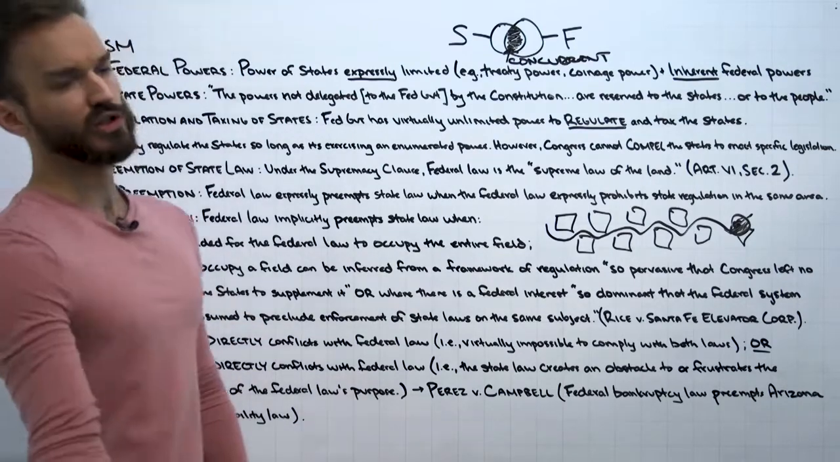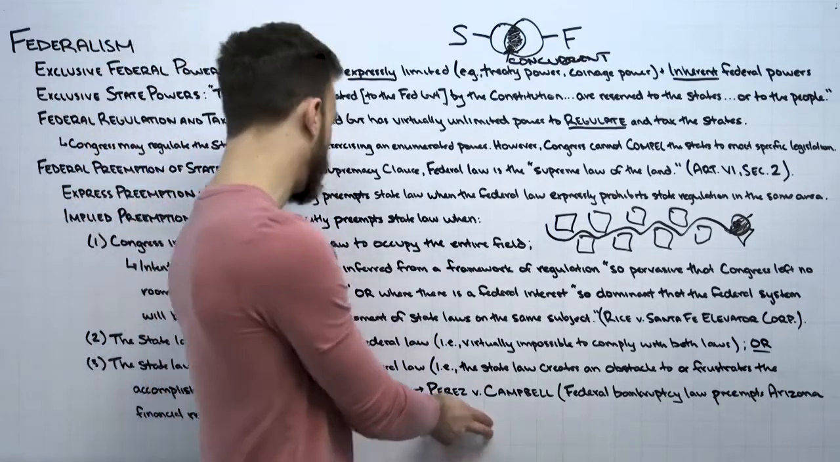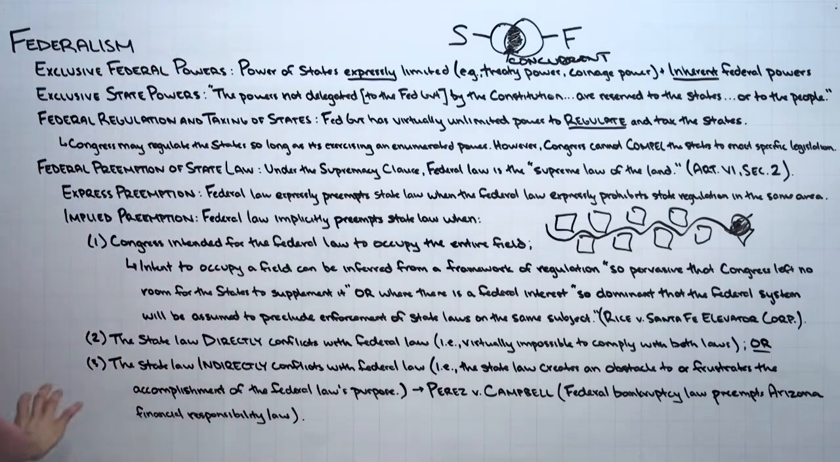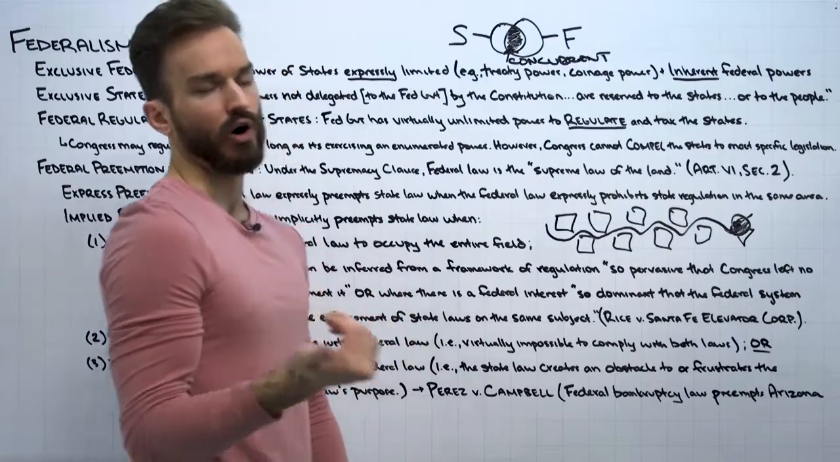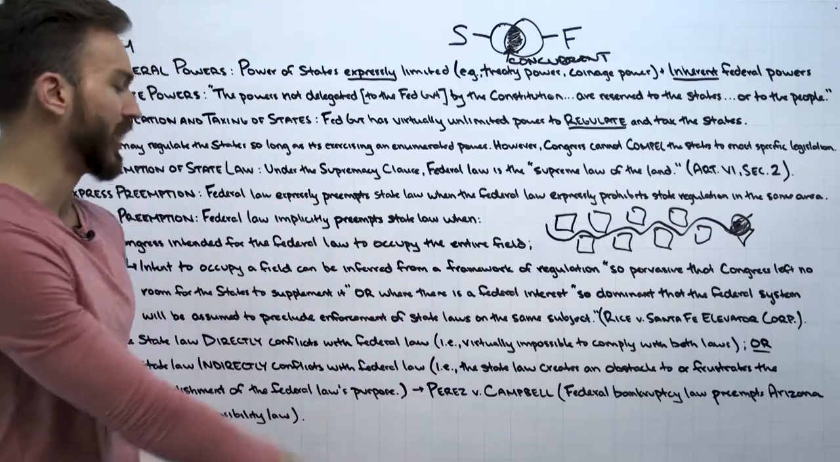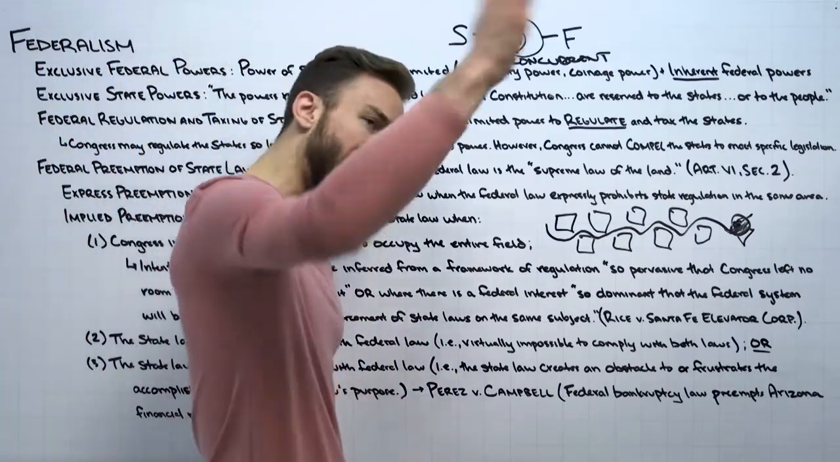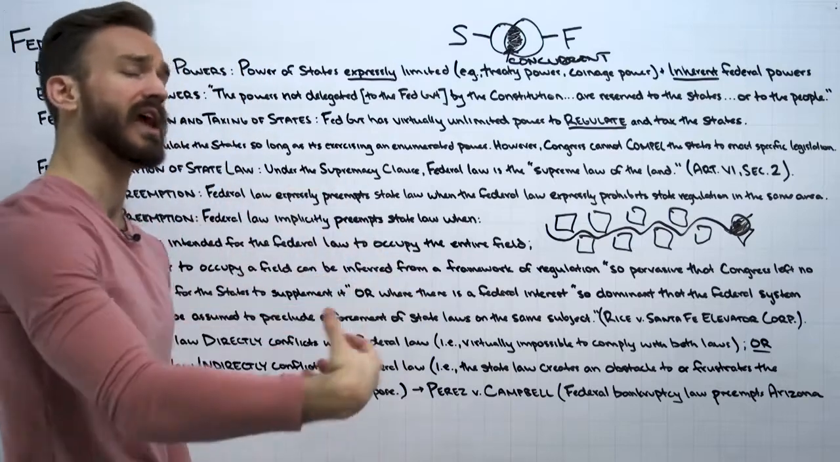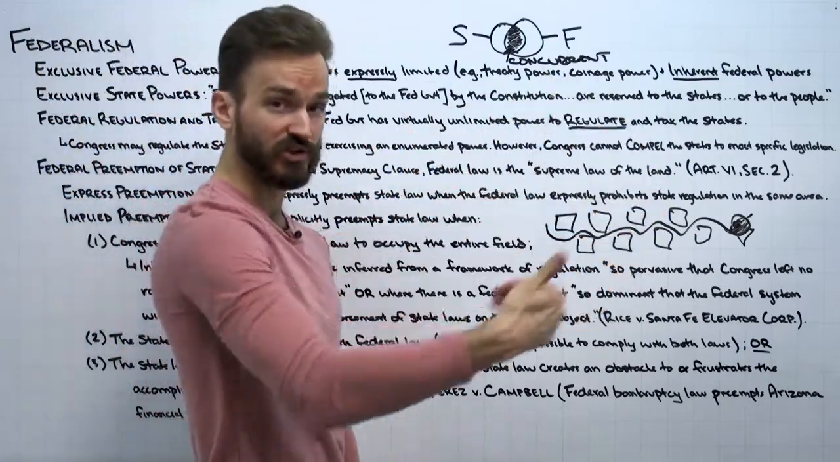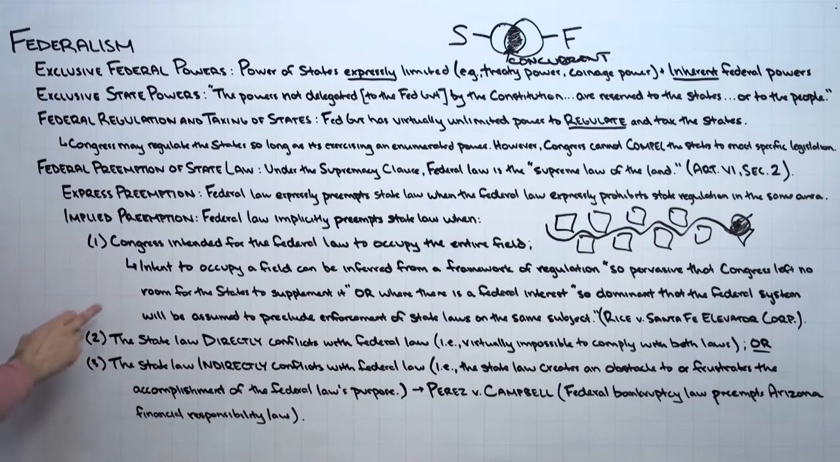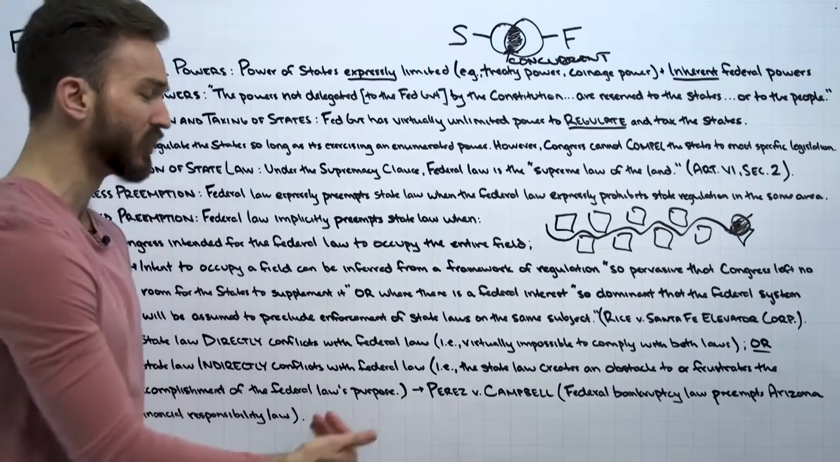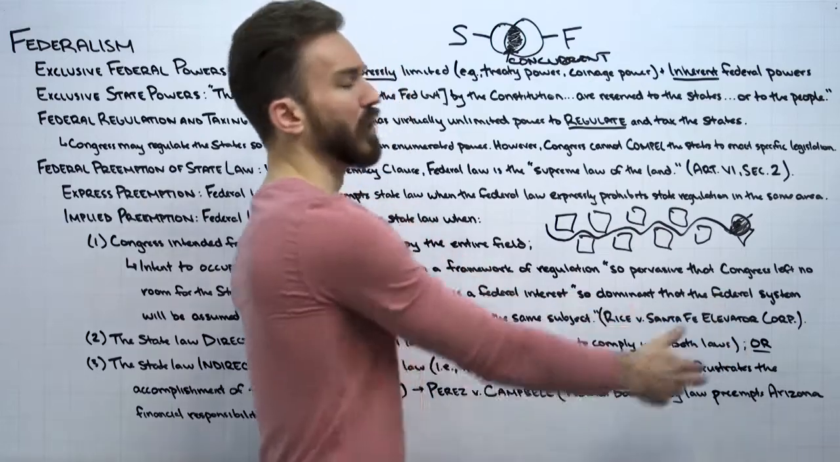Now, if you actually read the Perez v. Campbell case, the court uses the language direct conflict a lot in there. For our purposes, it's not really a direct conflict. That case is way back 50 years ago, before the case law has developed as much as it has today. Today, we would probably call that an indirect conflict. Direct conflict is really where it's virtually impossible to comply with both laws.